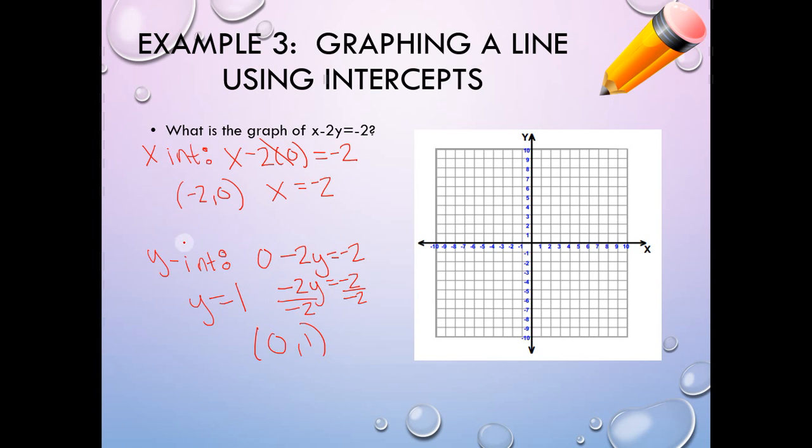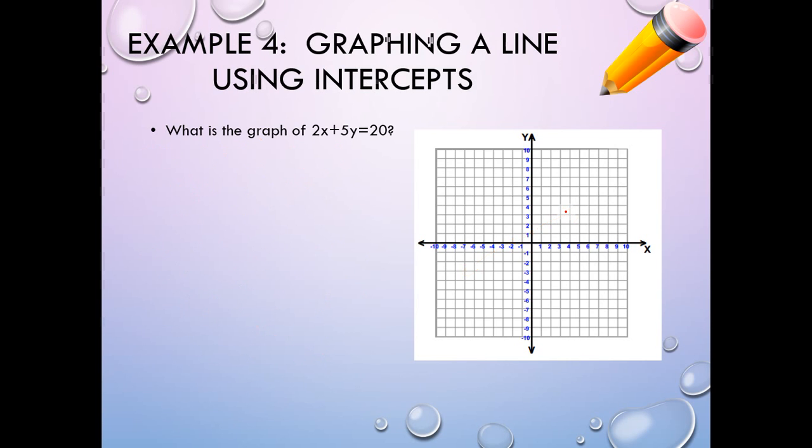So my ordered pair would be 0, 1. So let's actually graph those points. I have negative 2, 0. So negative 2, 0 is right there. And 0, 1 would be right there. So now I have 2 points. I can actually connect these dots. And I actually have the equation graphed right there. That is a lot easier than having to manipulate an equation, and it's a lot faster too. So the math is pretty easy. So let's try one more here.